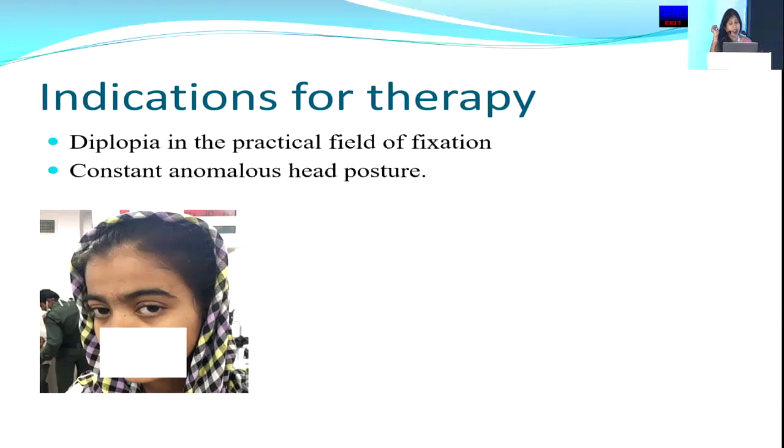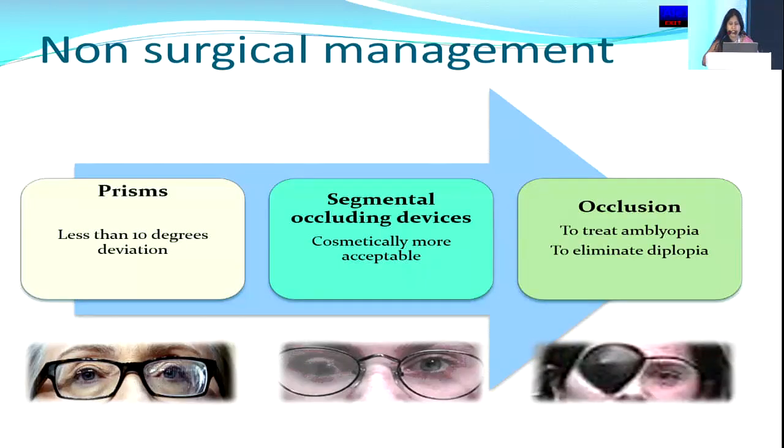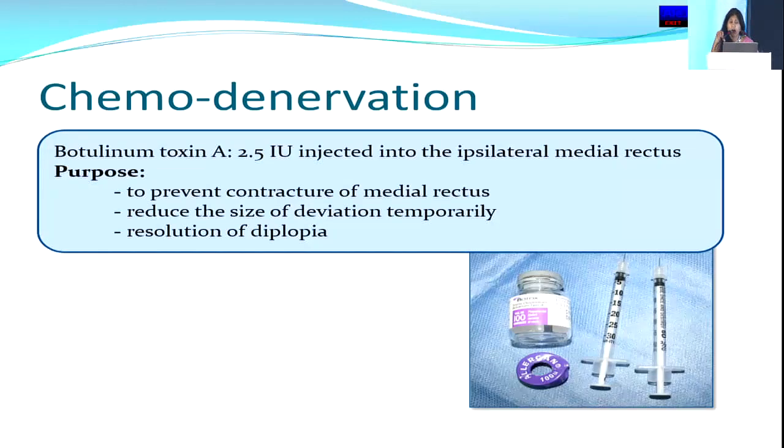Coming to the indication for therapy, as already described by Dr. Digvijay, it's the diplopia in the primary gaze which is a problem, and a constant anomalous head posture you need to correct. Therapy can be non-surgical and surgical, as discussed earlier. We can also give Botox, as talked about by Dr. Saurabh Jain, who showed some cases very nicely. The same thing can be given in paralytic cases also.